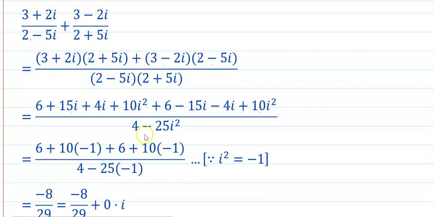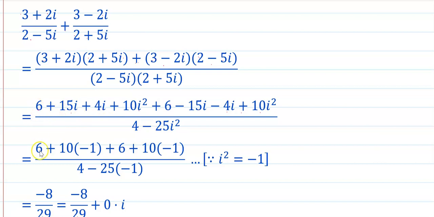Okay. Now further simplification. What about the denominator? 2 minus 5I into 2 plus 5I means what? A square minus b square. That is 2 square minus 25 into I square. Again I square is minus 1. Minus 1 into minus 25, that minus and minus will become plus. 4 plus 25, and that is 29. Okay. Now what about the numerator?